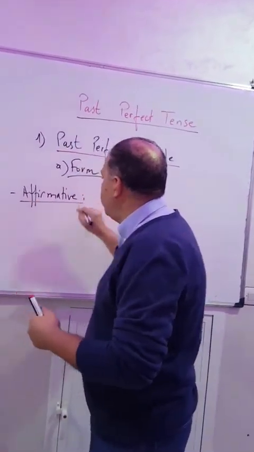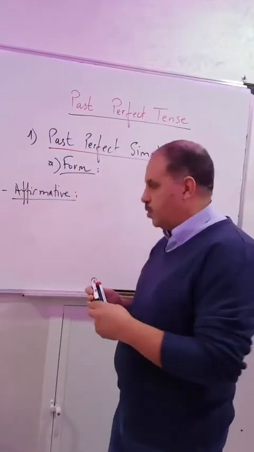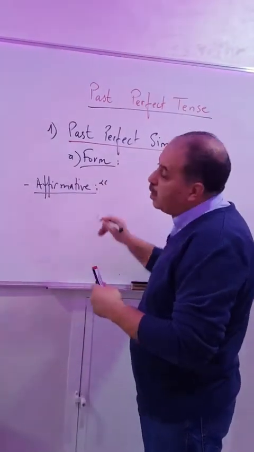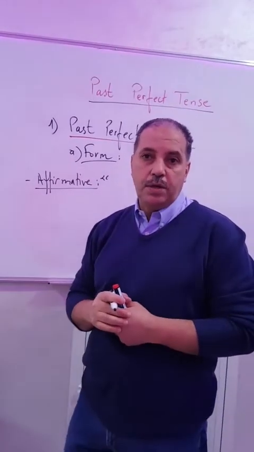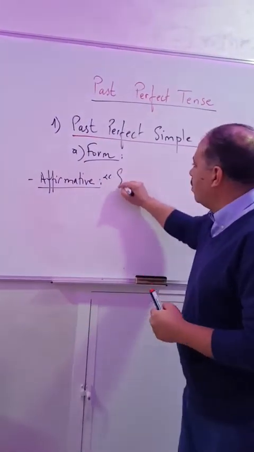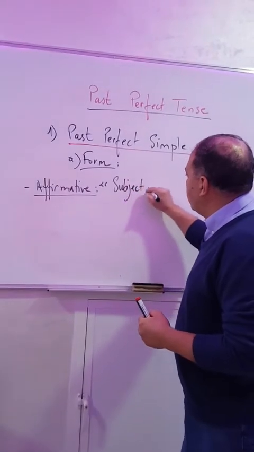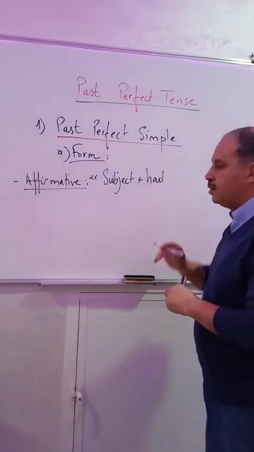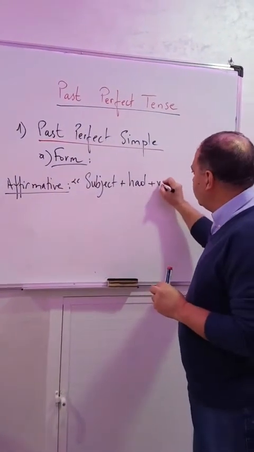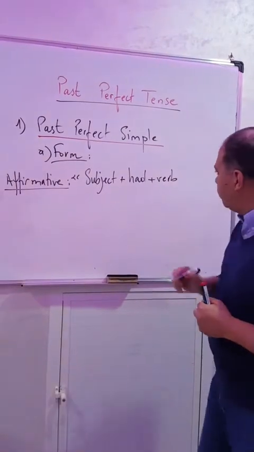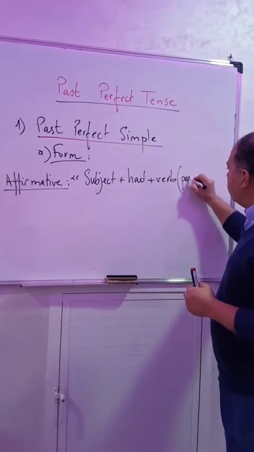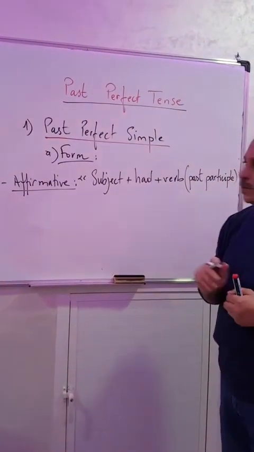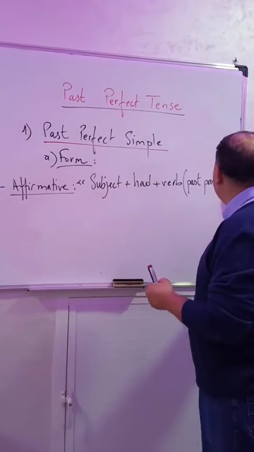This is very important to know for all students. Any affirmative sentence begins with the subject, then, this is very important, the auxiliary had, and then the verb. This verb is in the past participle. That's for the affirmative form.